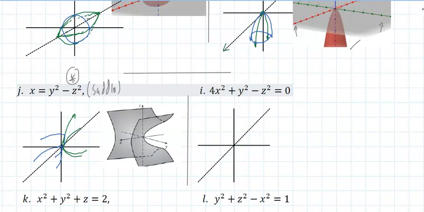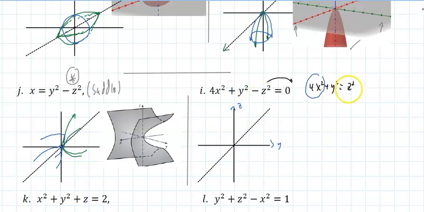If I get to I, again there's a negative, so I'll say, okay, well, I could really move that over. It is 4x squared plus y squared equals z squared. Now you notice, if I zero out the x, in the yz plane, this says z equals plus or minus y.